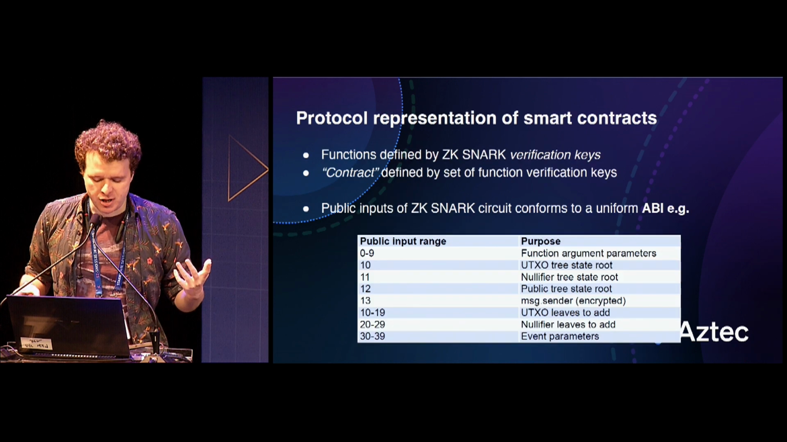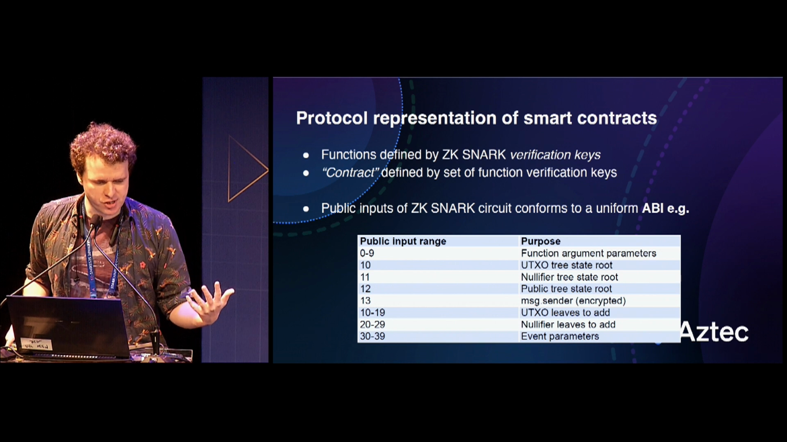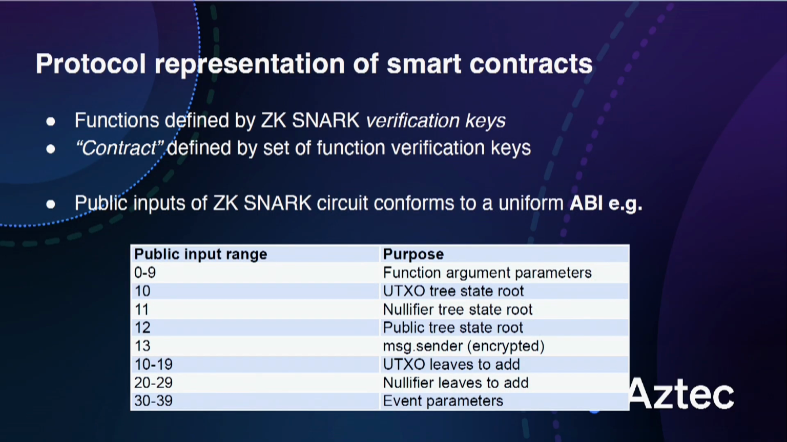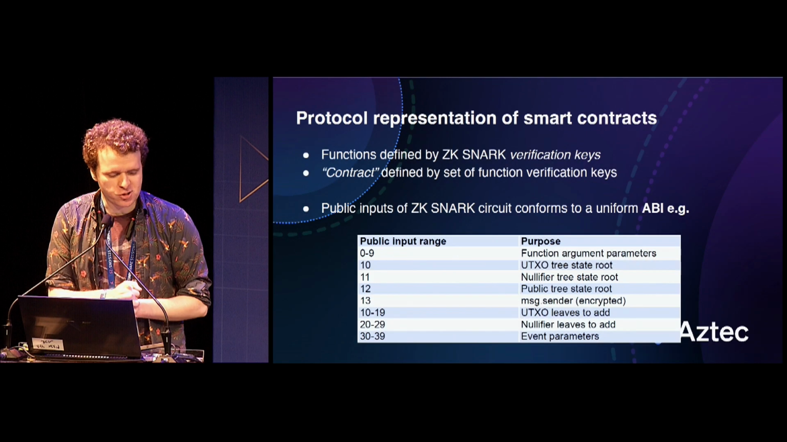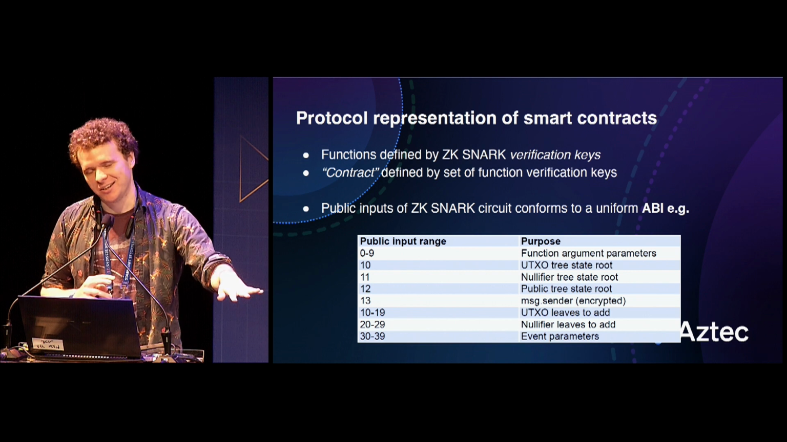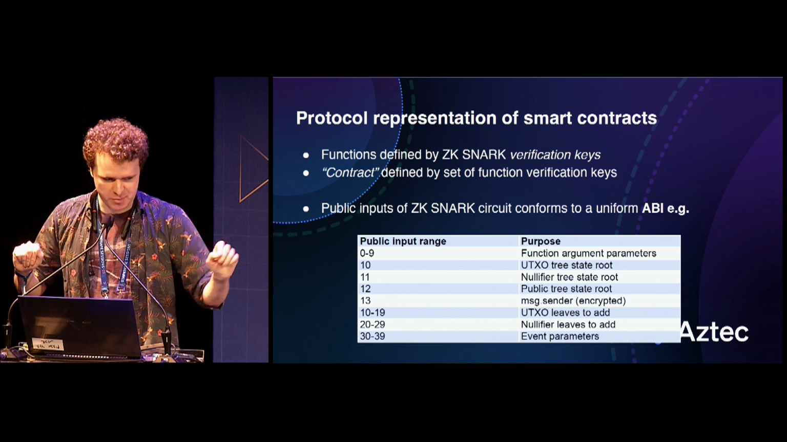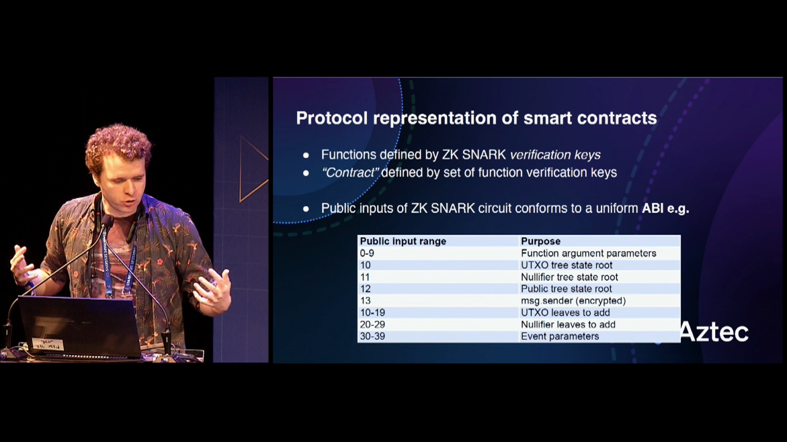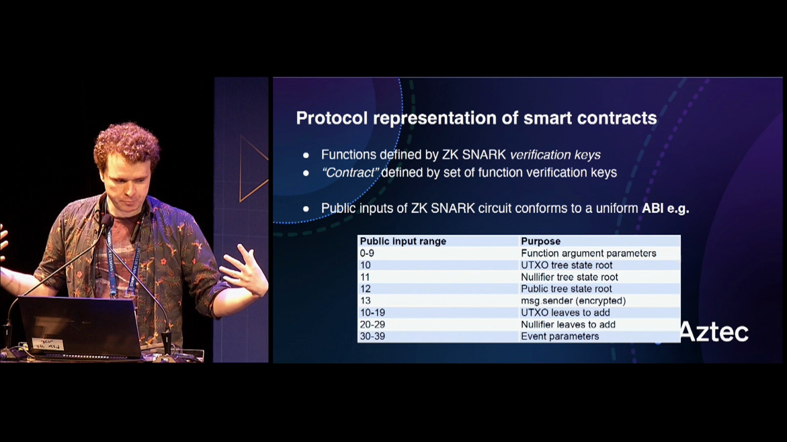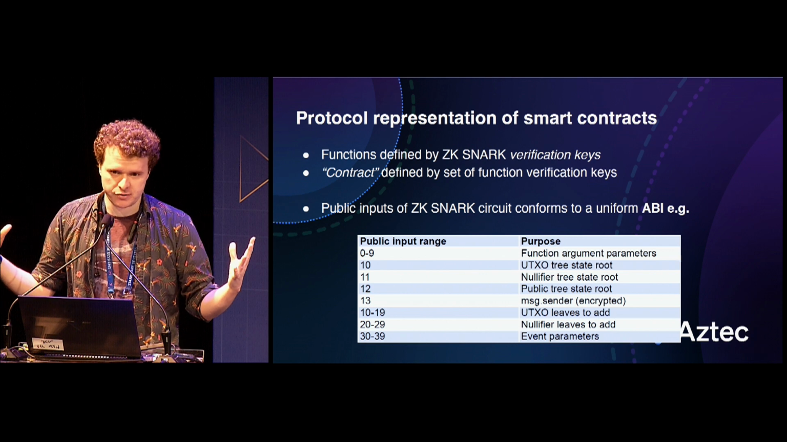And so how do you think about these private functions at a protocol layer? If you have one of these private functions in a smart contract, then that needs to be converted into a ZK snark circuit, because you want to make a zero-knowledge proof of correctness. You could also use a snark, although perhaps this is the wrong crowd for this, but snark stands for succinct non-interactive argument of knowledge. I'm platform agnostic, it doesn't matter as long as it's zero knowledge. So each function is basically a ZK snark verification key, and your contract is defined by the set of function verification keys.